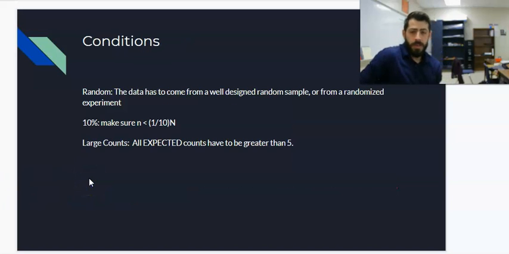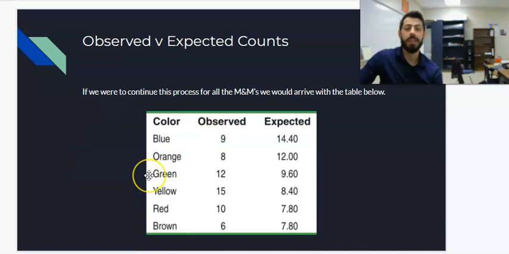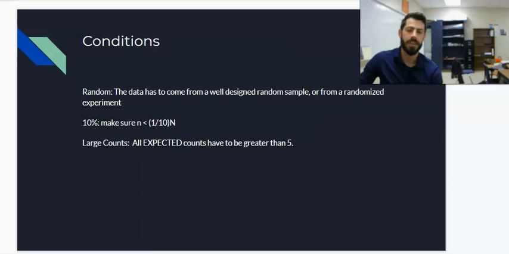Now, of course, each test has its own set of conditions. Thankfully, the conditions for these are pretty straightforward. Is it random? Do you have less than 10% of the overall population? And does each category have at least 5 in it, right? So when we look at this table, we can assume that the M&Ms are randomly selected. We know that 60 is less than 10% of all the M&Ms in the world, and we see here that we have at least 5 observed counts for each different category here. So yes, our conditions are met. And that would be all we would have to check.